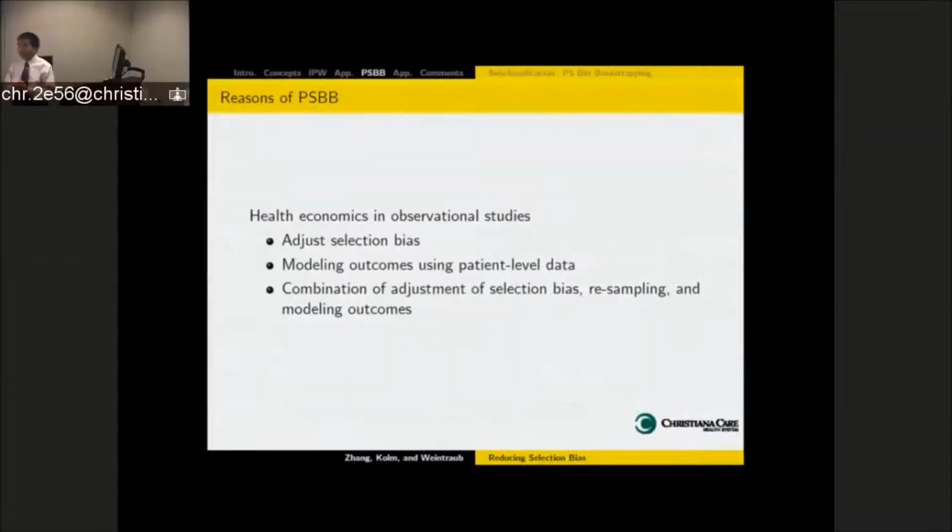Now, let's move on to propensity score with bootstrapping. This method, for me to further use the propensity score to address selection bias, is for non-traditional statistical issues, specifically for health economics. Because in health economics observational studies, we have to adjust for selection bias. At the same time, the distribution of cost basically doesn't follow the normal distribution, and we have to model outcomes using non-normally distributed patient-level data. So we should combine selection bias adjustment, resampling, and outcome modeling. This is the reason why we use propensity score with bootstrapping.